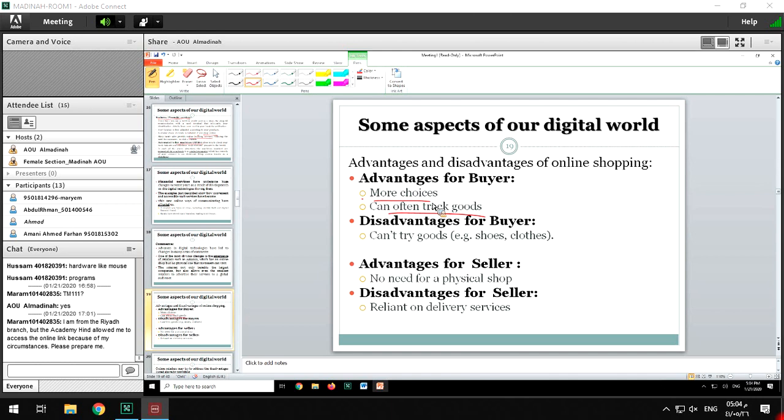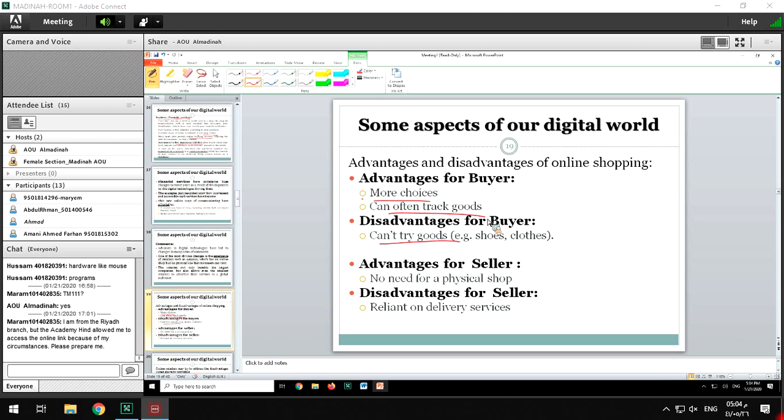Disadvantages are that you can't try the goods. For example, if you are buying shoes, you can't try the shoes. You are buying them online. They come to your home, they are delivered, then you can try, and if there is a return policy, you can return the goods if not suitable. But it is considered a disadvantage that you cannot try the goods or look at the goods in original before you purchase them.